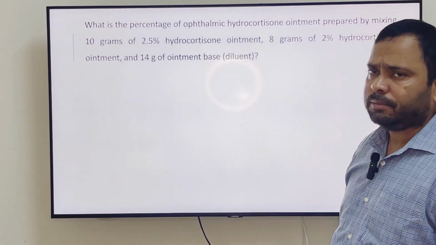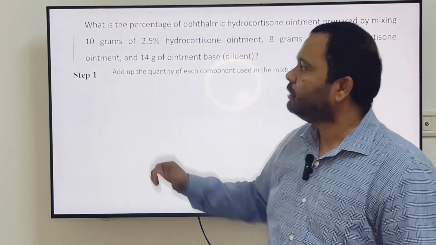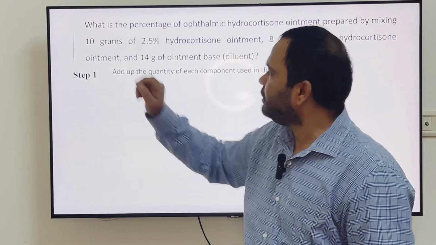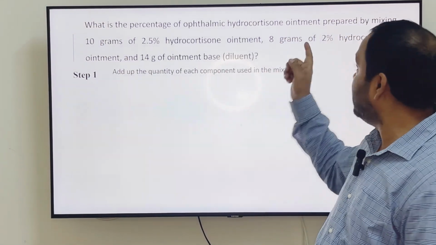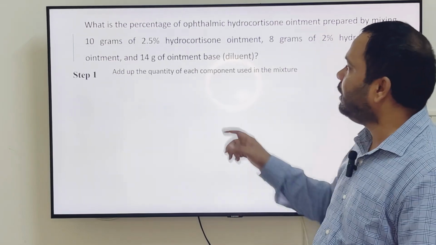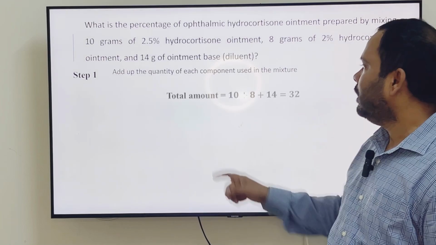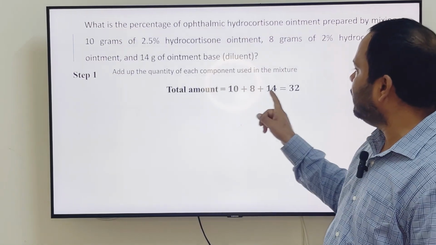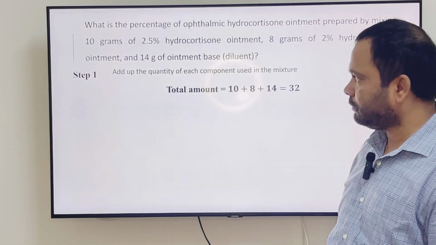So the same method, step 1, add the quantity of each. So 10 gram of 2.5%, 14 gram base, and 8 gram of 2% hydrocortisone. So we have to add 10, 8 and 14. So I added 10, 8 and 14. The total quantity is 32 gram.